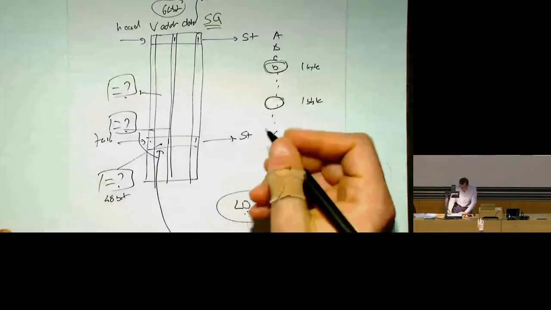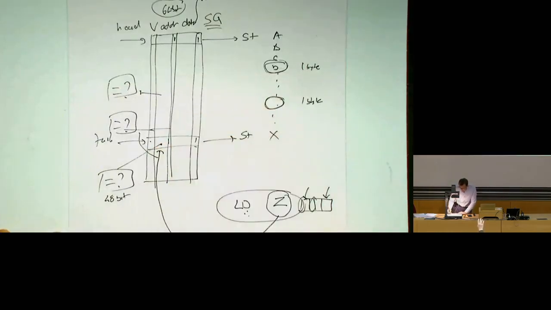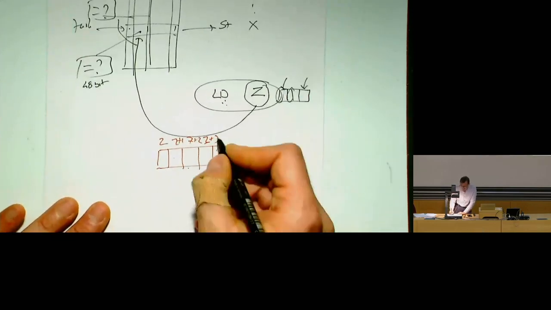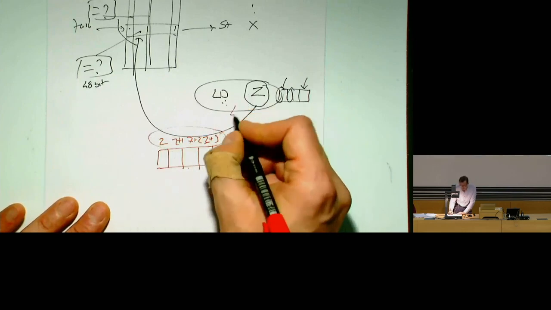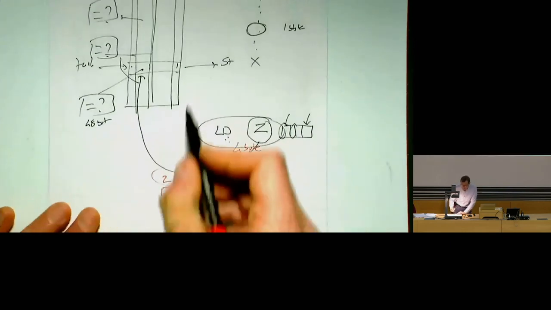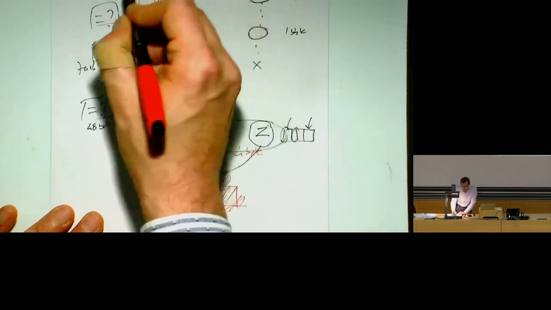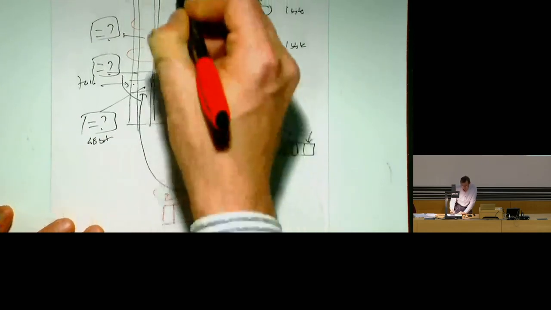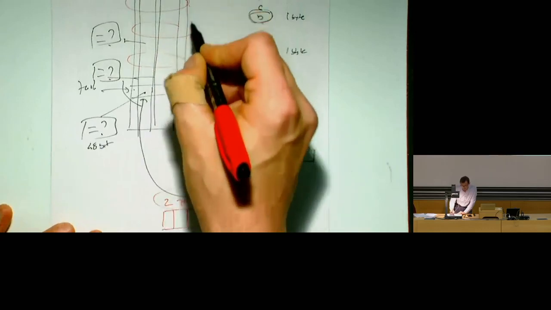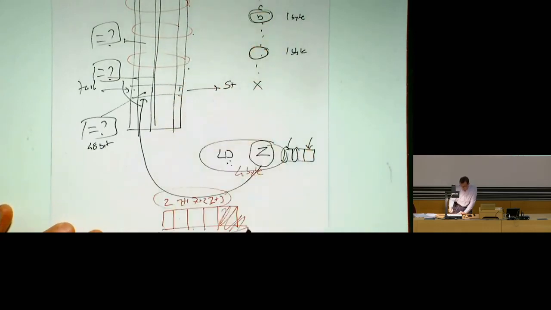So you need to find the latest stores. Assuming that, let's say you're loading addresses Z, Z plus 1, Z plus 2, and Z plus 3. Oh, you cannot see it? Okay, sorry. So basically, you want to access addresses Z, Z plus 1 and so on, because it's a 4-byte load. You need to be able to ensure that you find all of the latest writers to each of these locations.